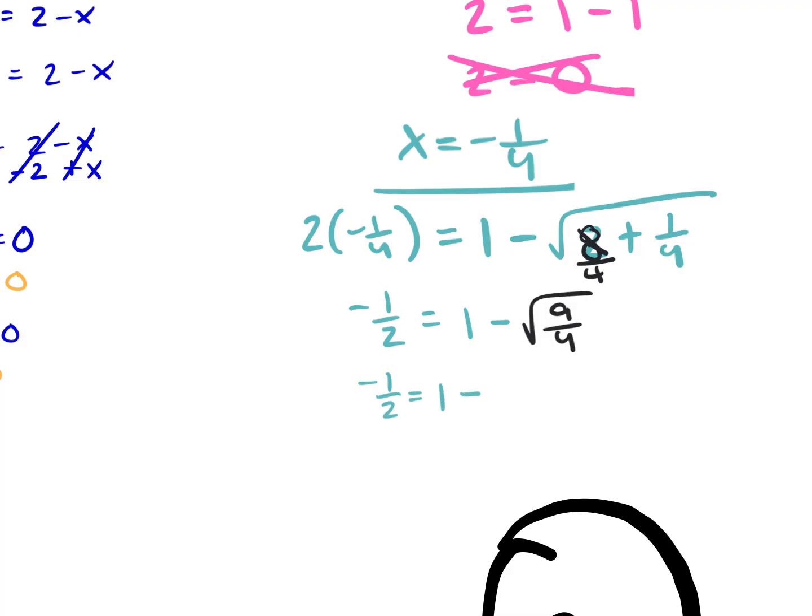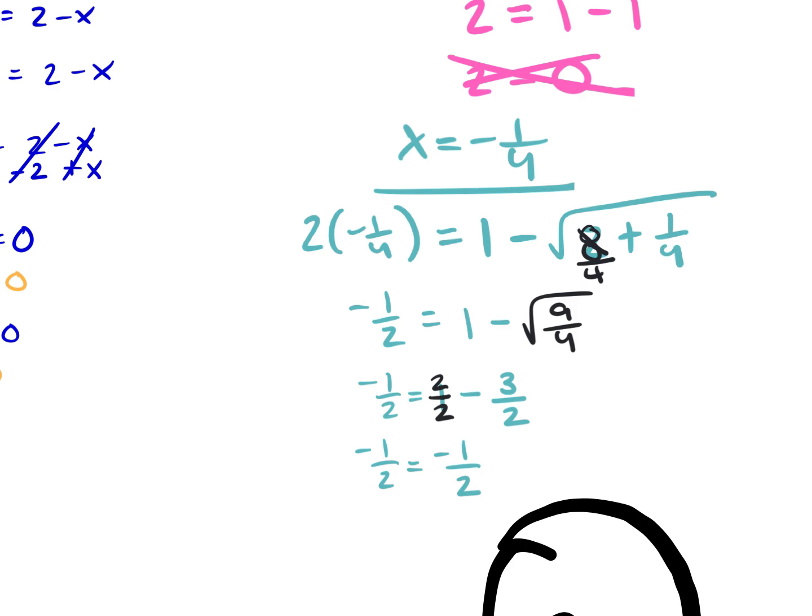What's the square root of 9? 3. And what's the square root of 4? 2. So that would simplify to 3/2. Last step, let's subtract on the right side. So again, we need a common denominator. I can make this 2/2. So you have -1/2 equals 2 minus 3 would be -1/2.